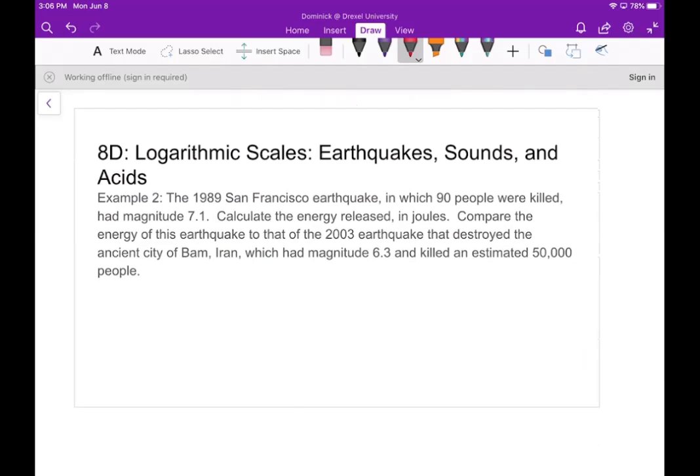Okay. Now in example 2, we have that the 1989 San Francisco earthquake, in which 90 people were killed, has magnitude 7.1. We'll calculate the energy that was released in joules. Well, of course, the energy released in joules, same formula as before, is 2.5 times 10 to the 4 times 10 to the 1.5 m. Okay, so if we plug in now for m equals 7.1, we're going to get 2.5 times 10 to the 4 times 10 to the 1.5 times 7.1.